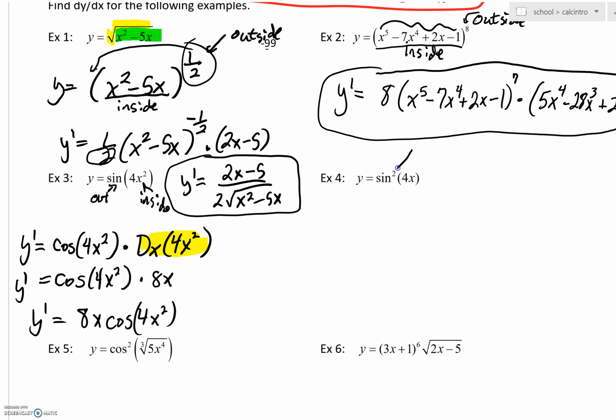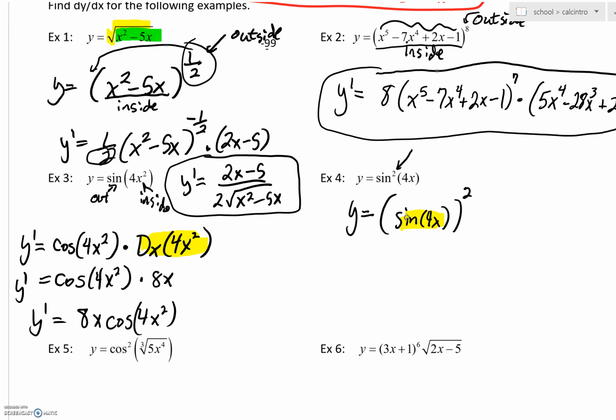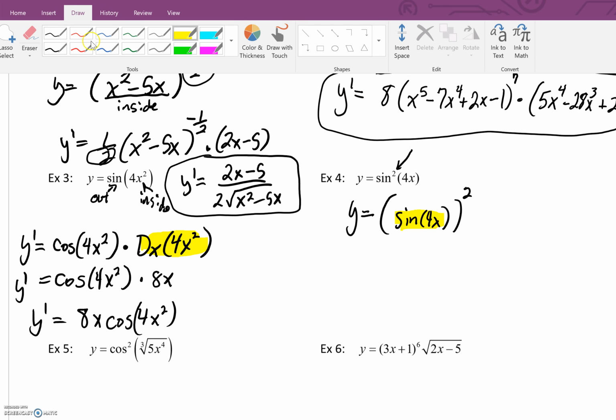Okay, now this 2 right here is really shorthand for square that whole trig function. Would you agree with that? In fact, if you had to type that into your calculator, guys, that's how you'd have to type it out. You'd have to write y equals parentheses, sine of 4x, to the 2. Maybe now you can see what we're talking about. The inside part has gotten more complicated. But we'll deal with that in just a second.